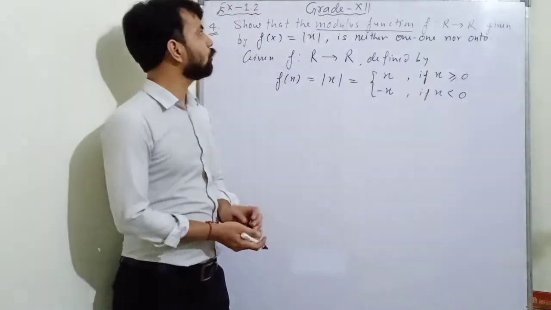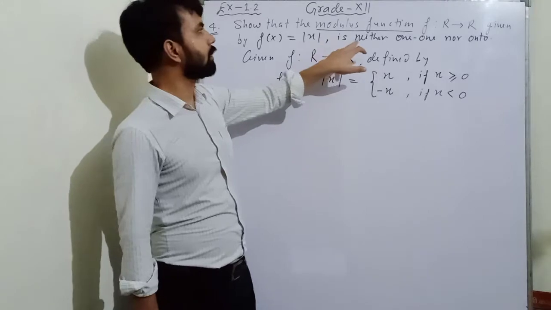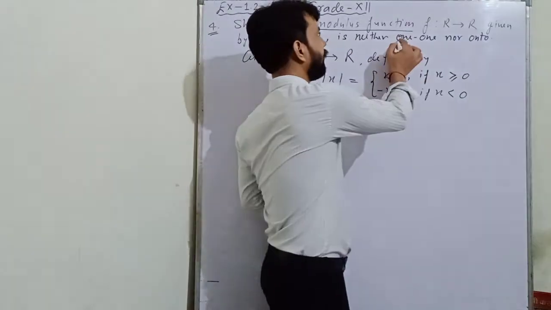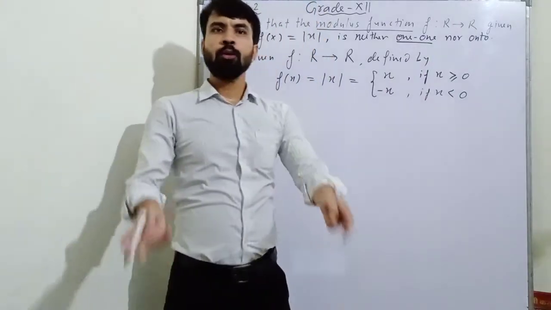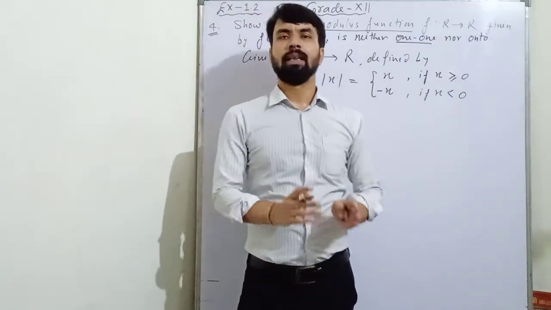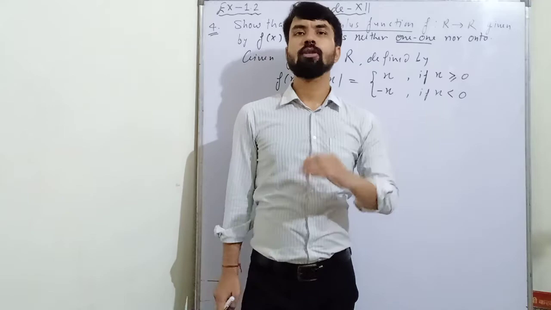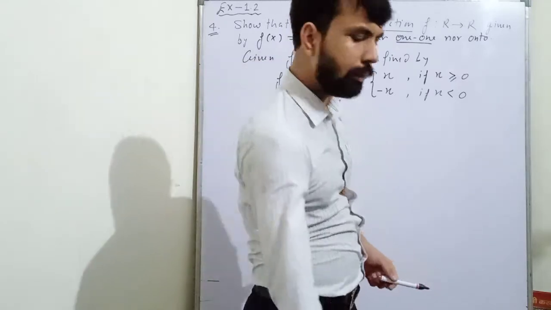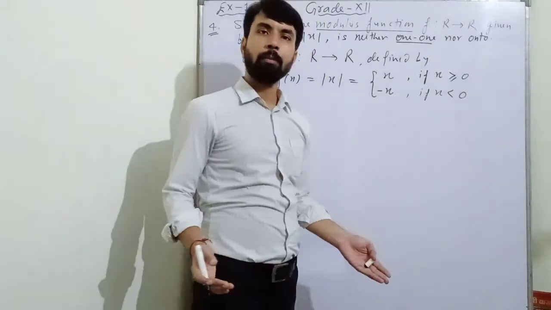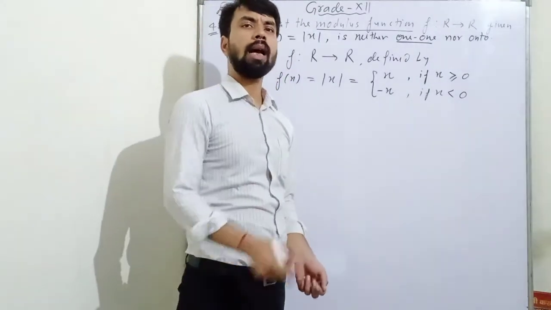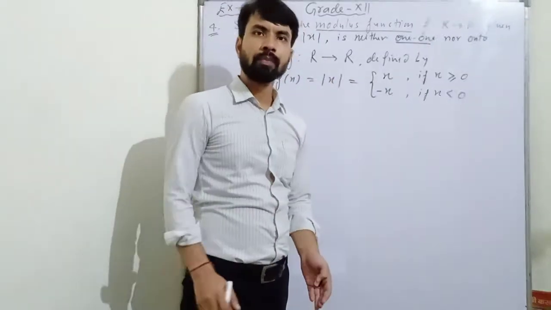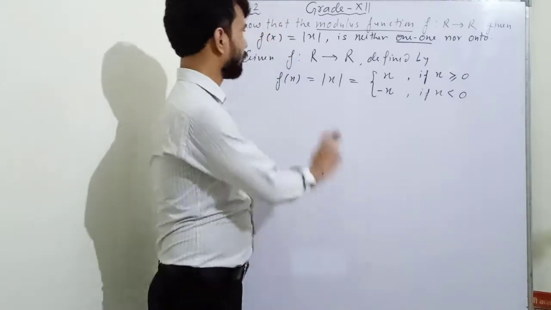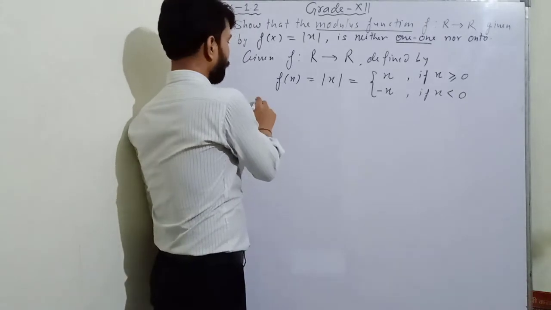Now we have to show this function is neither one-one nor onto. How can we identify one-one? If no two elements of a domain have the same image in its codomain, then the function will be one-one. Or we can say that every element of its domain has a unique image in its codomain. Clear?